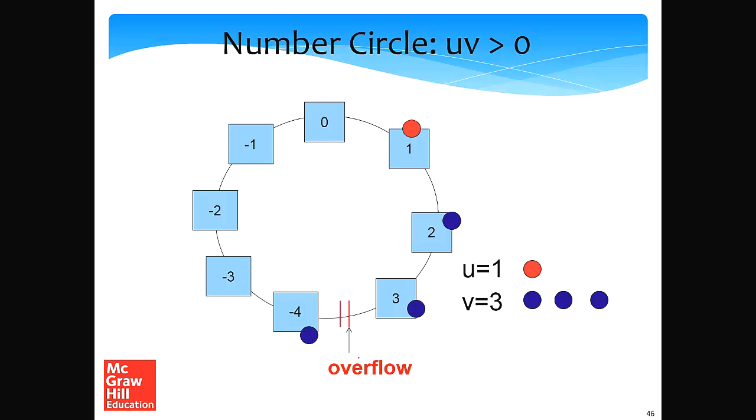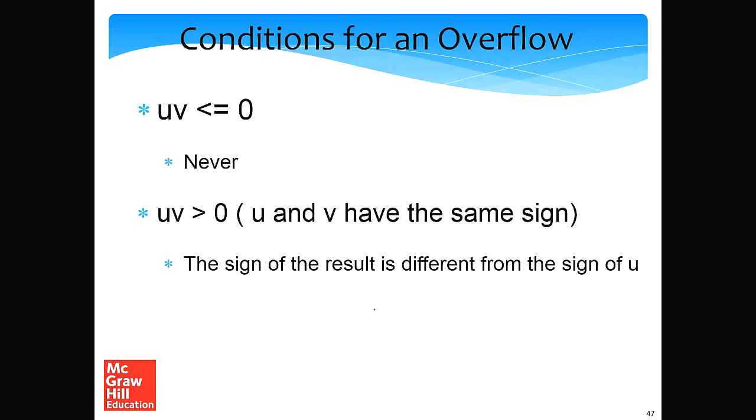But if we had u and v both as positive, in this simple 2-bit number system that we have, we can clearly see that we are crossing the breakpoint and there will be an overflow. So I'm adding 1 and 3. To add 3, I need to move 3 steps clockwise and I will cross the breakpoint. And so 1 plus 3 gives minus 4 instead of plus 4, which is the wrong answer. So I'm having an overflow.